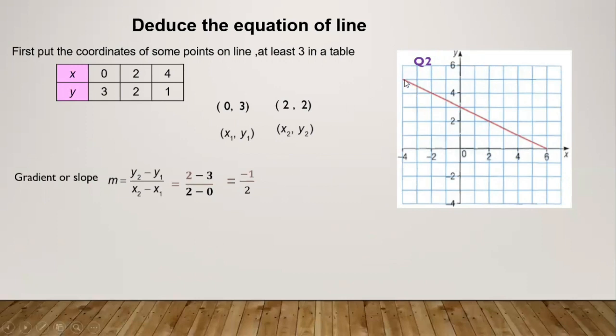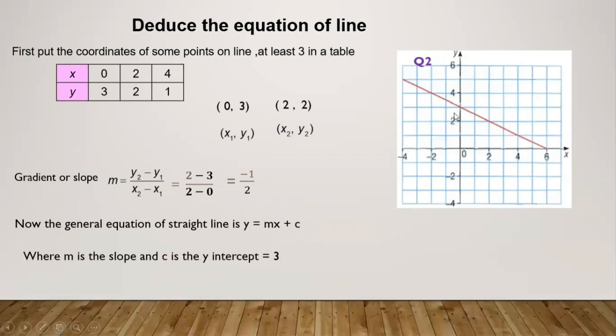Now look at this, children. When the line is sloping from left to right, we get the negative slope. Then we have the general equation of a line, y is equal to mx plus c. What is c? Yes, it is the point where the line cuts the y-axis, and it is cutting where? At 3. So our y-intercept, or c, is 3.